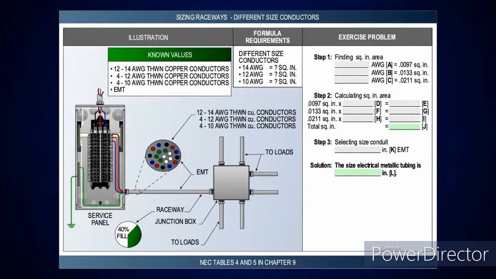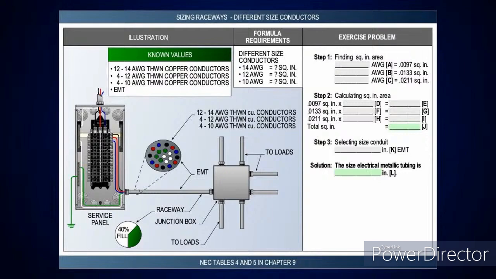And then you look here, we got 12 number 14s, 4 number 12s, and 4 number 10s. All you're going to do, we actually took in step 1, gave you the square inch of each one, and you go over and look at them, and then you'll see which conductor matches up with them. Then you go to step 2, add the number you have, get your total square inch, and all that's based on Chapter 9, Table 5.